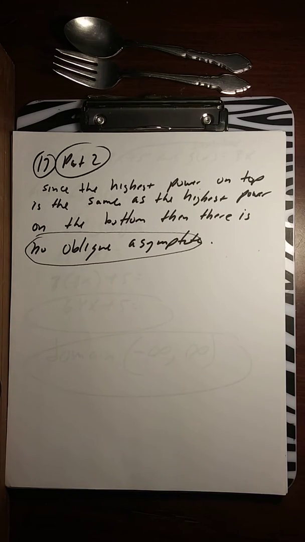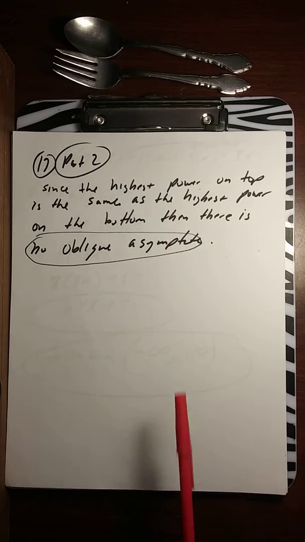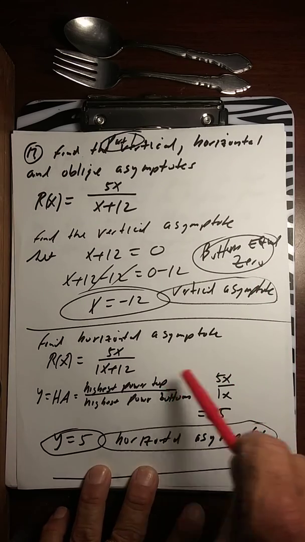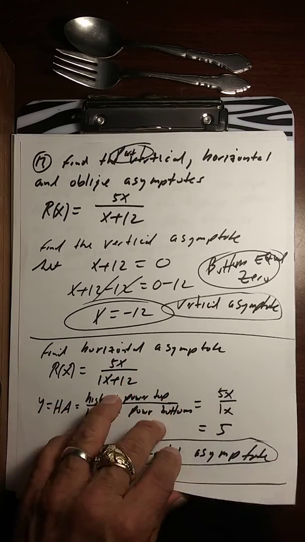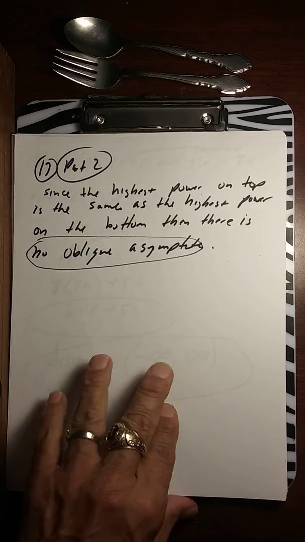Since the highest power on top is the same as the highest power on the bottom, remember, 5x, 1x. Let me show you that again just in case. They're the same power, 5x, 1x, power 1. Then what does that mean? Then there is no oblique.